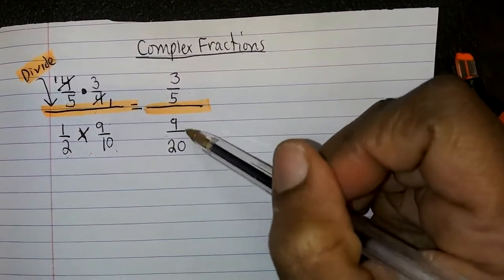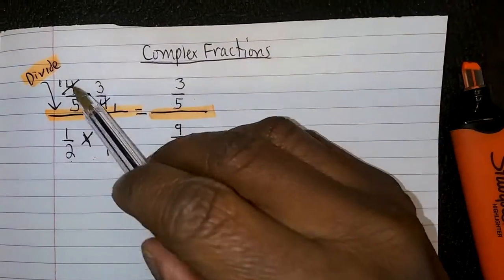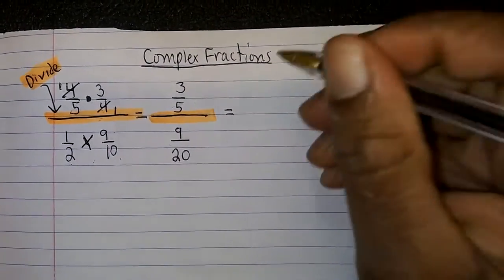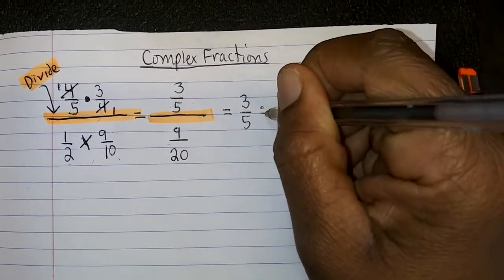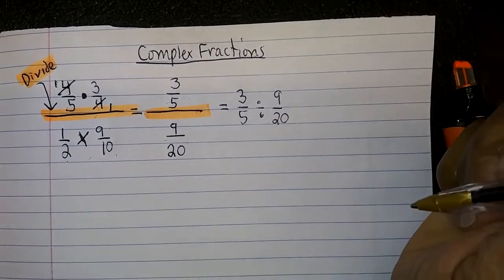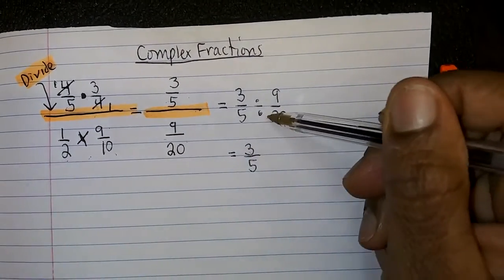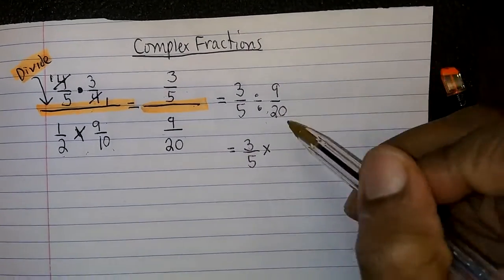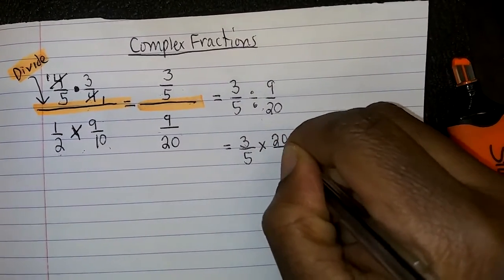So in this case, I still have a complex fraction because there's a fraction as a numerator and a fraction as a denominator. And as we said before, fraction bar means to divide. So let's go ahead and set this problem up like a division problem. 3/5 divided by, because of the fraction bar, 9/20. So I want to keep my first fraction as 3/5. I want to change this operational symbol from division to multiplication. And then I want to do the reciprocal of 9/20, which is flipping it to become 20/9.